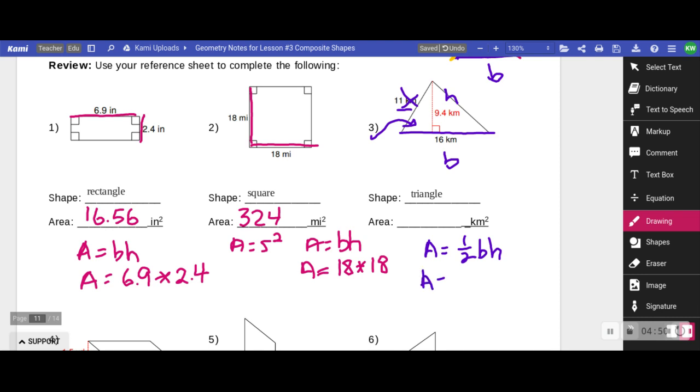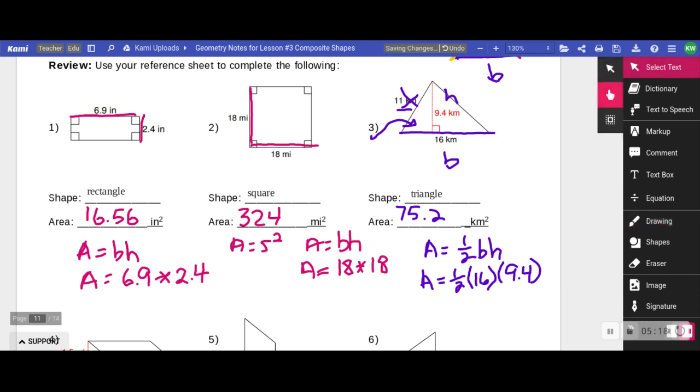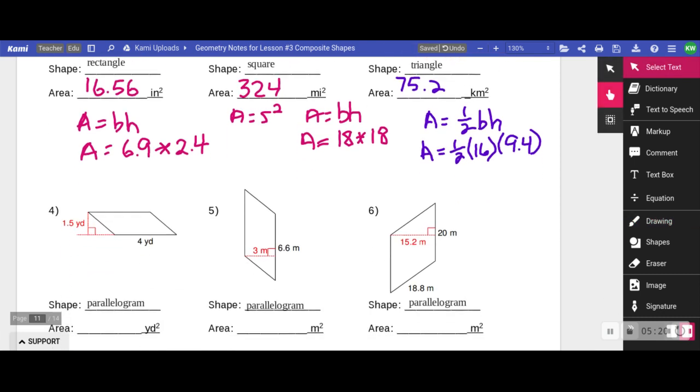So that means that area equals 1/2 times 16 times 9.4. Go ahead, plug that into your calculator. And you can use 0.5 for 1/2 if you like. 0.5 times 16 times 9.4. And I get 75.2. So let's see, 75.2 square kilometers.